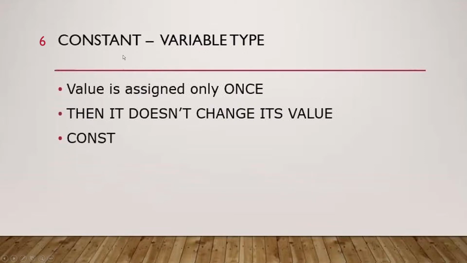The variable changes value, but there is a constant variable. What is the constant variable? A constant variable is a variable that doesn't change its value. Once a value is assigned, it will retain that value. We cannot change that value. Okay, so let's try this out. And where is the Excel?